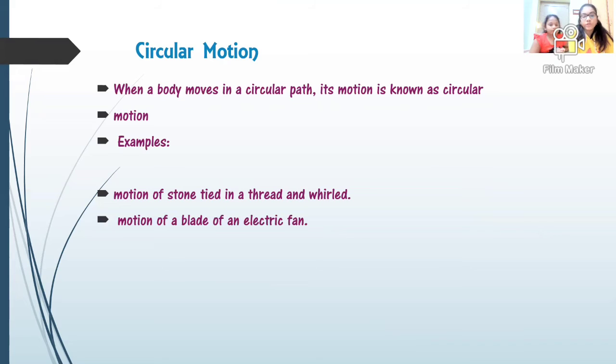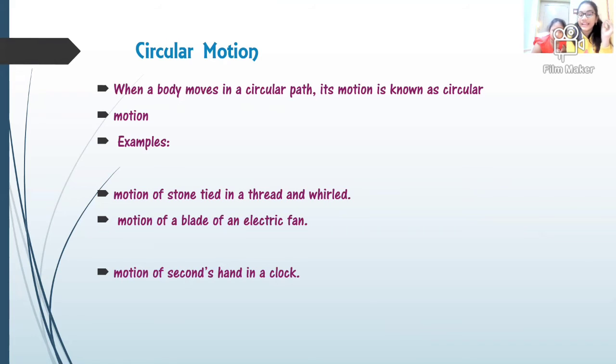Yes, and exactly. Motion of a blade of an electrical fan. You have to look very closely: only the motion of a blade of an electrical fan is circular motion. The electrical fan's motion itself is not circular motion.